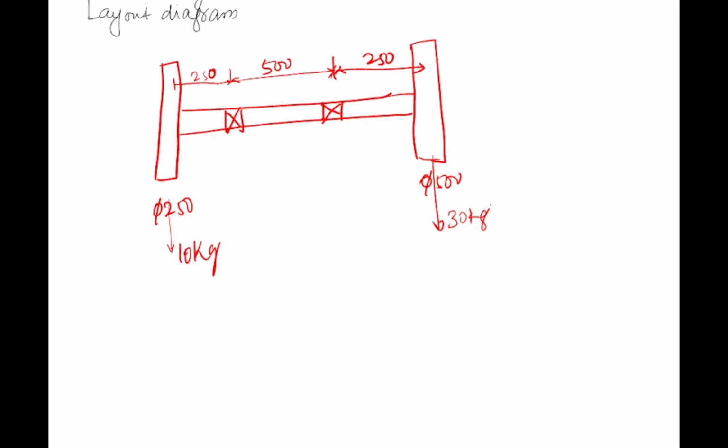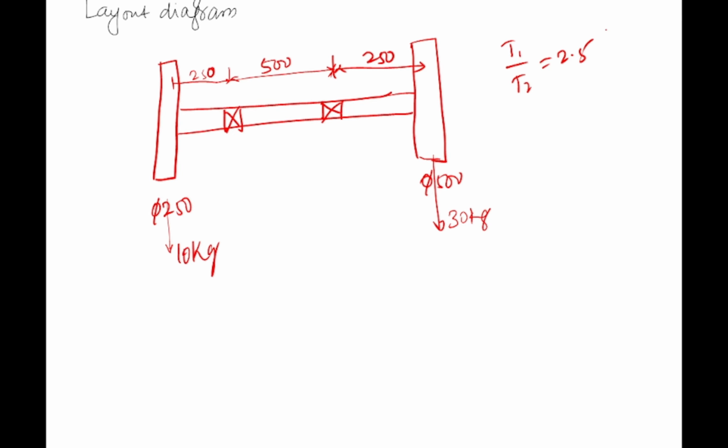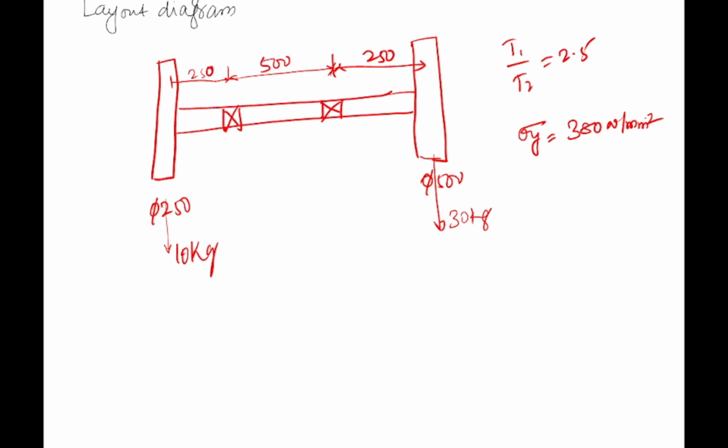The belt tensions act vertically downwards, and the ratio of belt tensions on the tight side to the slack side, that is T1 by T2, is equal to 2.5. The shaft is made up of 40C8 material. So here you have sigma y equal to 380 Newton per mm square, and the factor of safety is about 3.